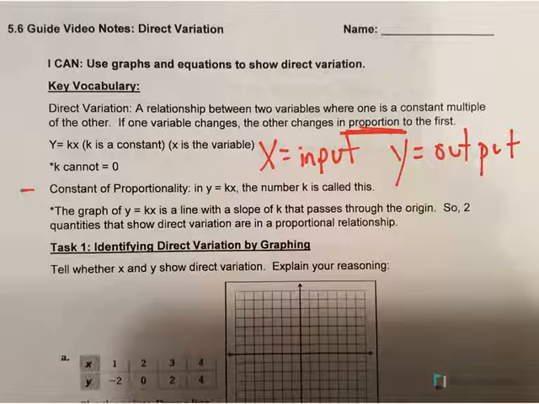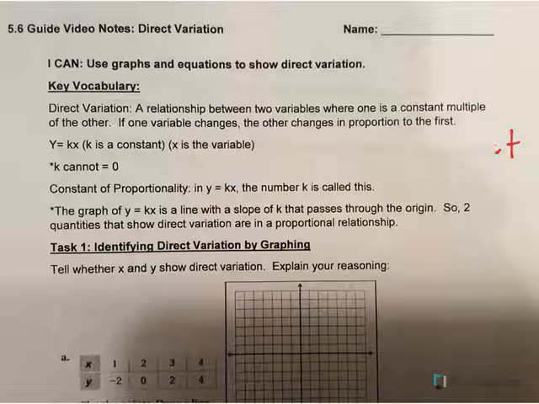Constant of proportionality in y equals kx. K is your constant of proportionality in y equals kx. When the equation is in that form, we'll discuss how to get equations into that form, and not all equations can be put into that form. The graph of y equals kx is a line with a slope of k that passes through the origin. So two quantities that show direct variation are in a proportional relationship.